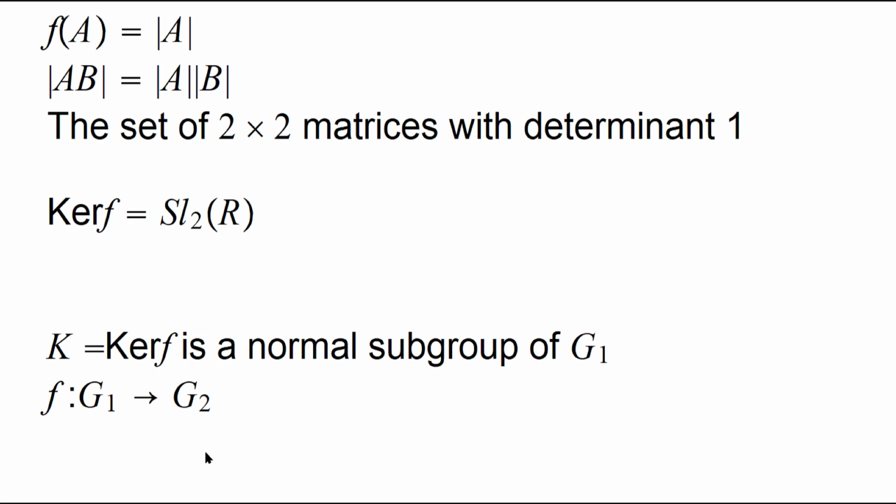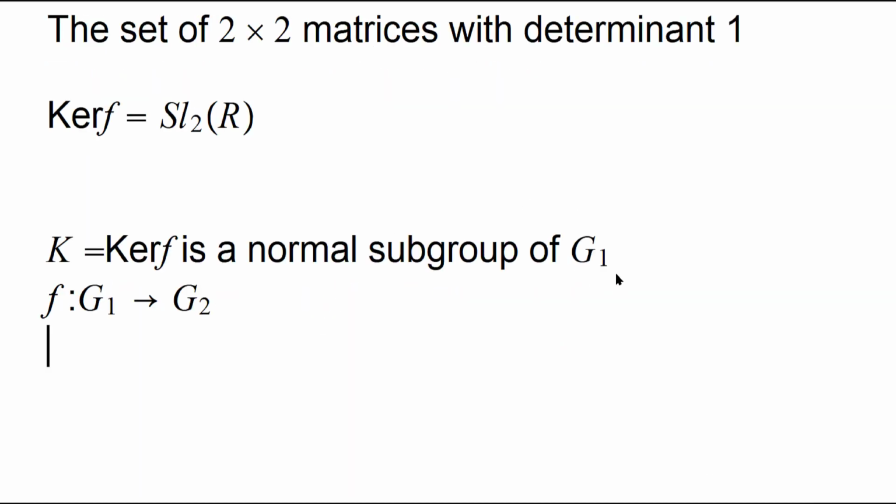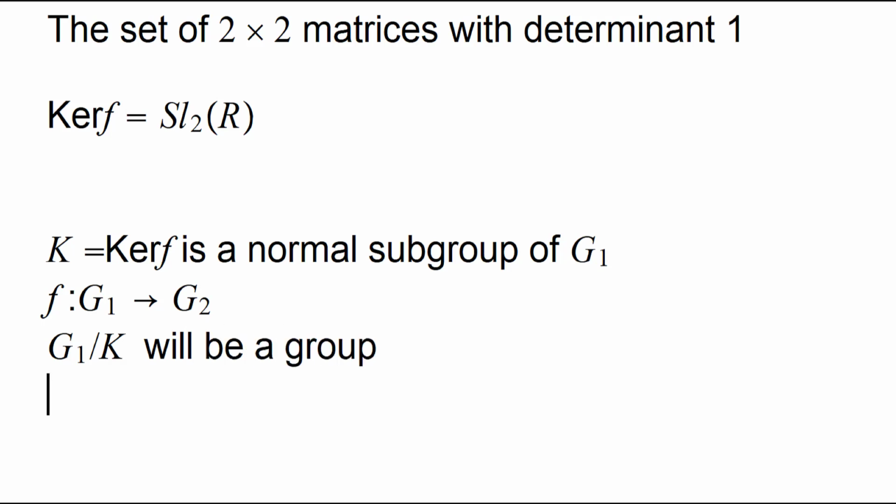So now we have a homomorphism between G1 and G2, and in this manner we have gotten what? We have gotten a normal subgroup of G1. So what will happen here? All the left cosets of K will form a group, right? So this will be a group, right?